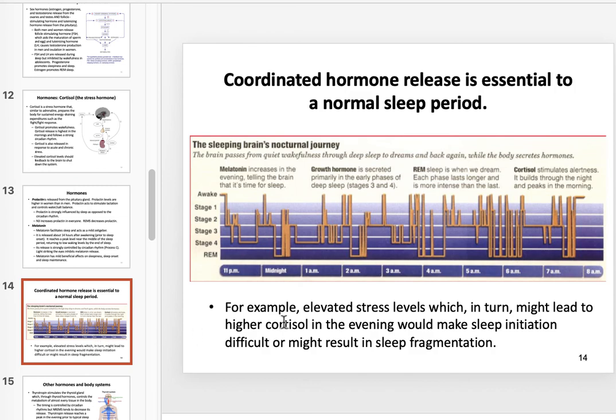And so the thing to remember is that the sleep period is about coordinating all these different hormones. That hypothalamus does a lot of work. And so we've got melatonin increasing in the evening, helping communicate that it's time for sleep. Growth hormone being secreted in the early phases of deep sleep and non-REM. In REM sleep, we've got our dreams, and then cortisol is going to rise in the morning as it tries to help us get awake, essentially.